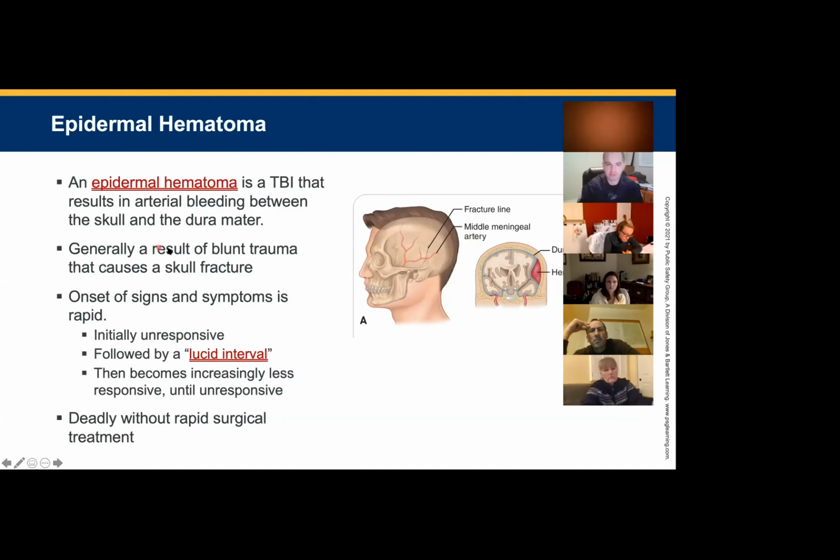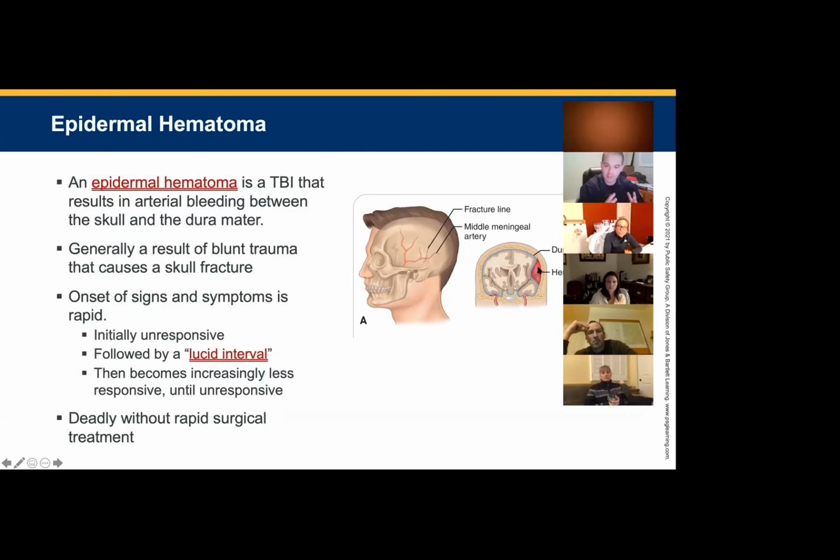Generally, this is a result of blunt force trauma that causes a skull fracture. So in other words, we have that snowboarder that comes off a jump not wearing a helmet, lands really hard on hard pack powder, and now they have that soft spot, and we would suspect an epidural hematoma. Or somebody, let's say, that bangs their head in a slip and fall can lead to this, especially in the elderly.